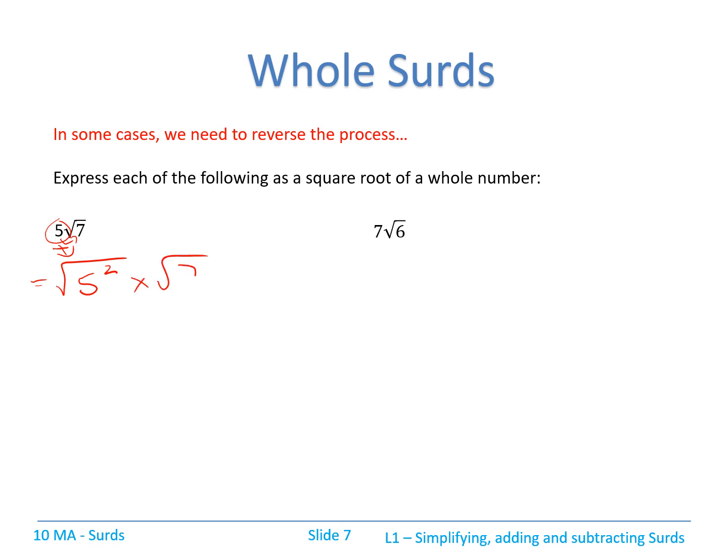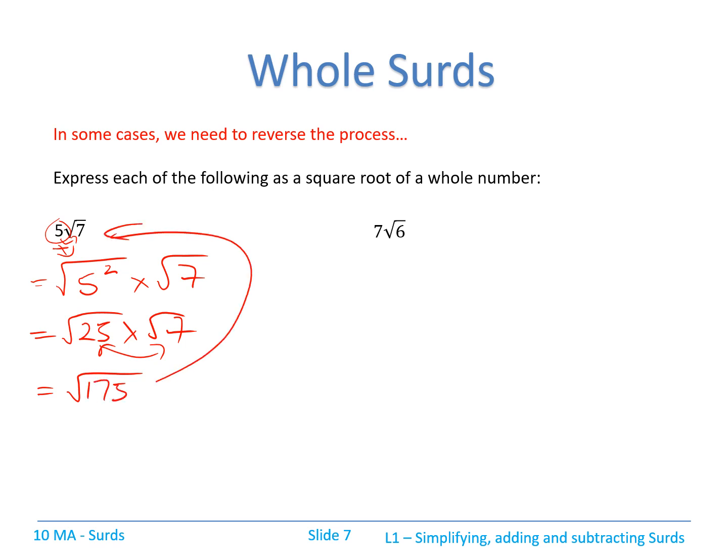If I multiply that by root 7, 5 squared, we know is 25 times root 7. And we learnt before, if we've got 2 surds, we can just multiply what's underneath and join them together. So 7 times 25 is 175. So 5 root 7 and root 175 are the same. You could work backwards and make sure that it is the same, but we pretty much know that we haven't stuffed it up.